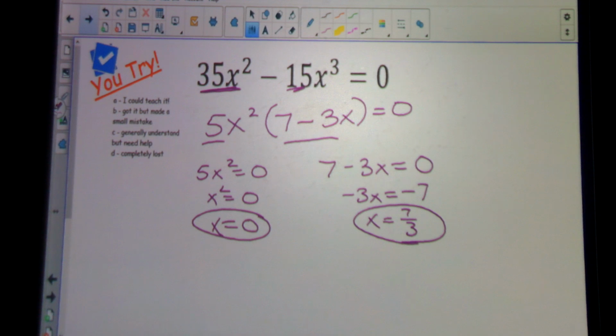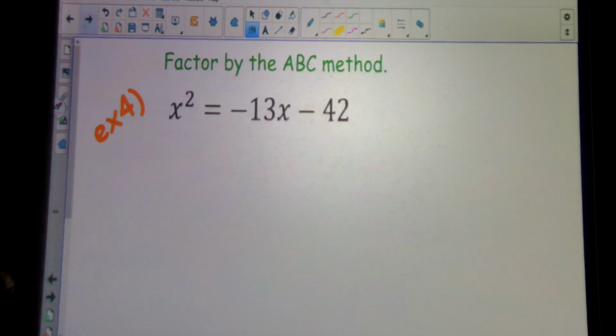So that's our GCF. Now let's jump into our ABC method. Okay, in order to factor with the ABC method, everything needs to be on one side. You have to be equal to 0. So let's go ahead and set this equal to 0.